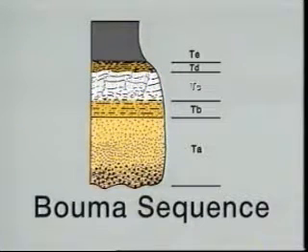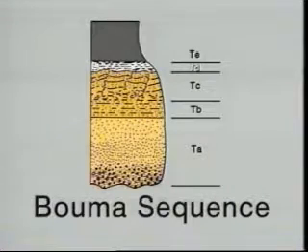The T sub C interval is characterized by fine sand and silt that shows small current ripple bedding, often with wavy or convoluted laminations. The contact with the underlying interval of parallel laminations is rather sharp. The T sub D division is an interval of parallel laminations made up of very fine sand to silty clay with a sharp lower contact.